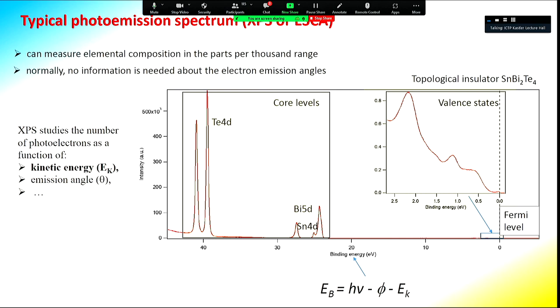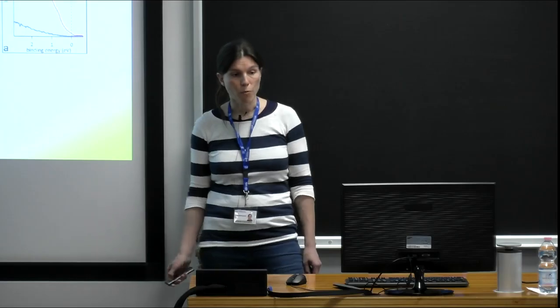This is a typical spectrum taken on a topological insulator, tin bismuth telluride. These sharp peaks are the core levels, from which we can understand the sample composition. We can also analyze the ratio between the peaks to check whether the sample has the correct stoichiometry. Close to the Fermi level, we can see the valence states, which in this particular case are very weak with respect to the core levels. This XPS analysis can also provide many other useful pieces of information on the samples.